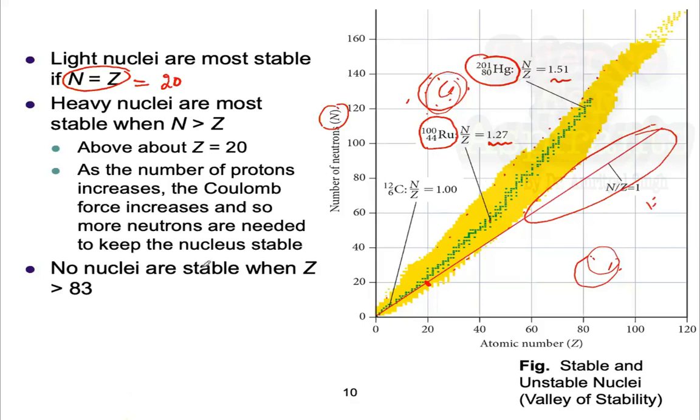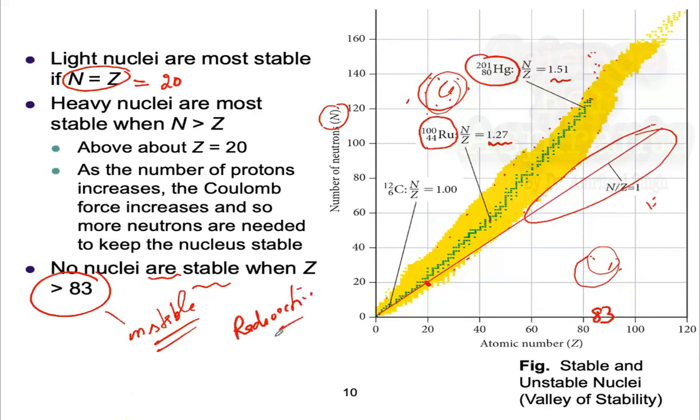When the number of protons exceeds 83, all those nuclei having a very high number of protons, greater than 83, are unstable nuclei. All the nuclei which are not lying within this yellow stability belt are unstable nuclei. Similarly, most of the radioactive nuclei are unstable nuclei, which have an atomic number greater than 83. Those radioactive nuclei are continuously emitting some sort of radiation, either in the form of beta minus radiation, beta plus radiation, or alpha radiation, and they are trying to come closer to this stability region.